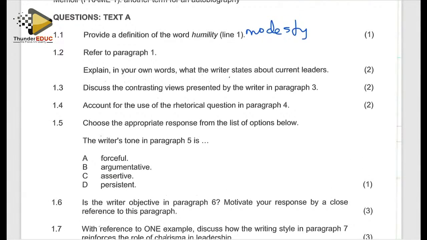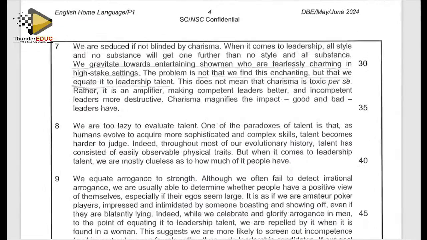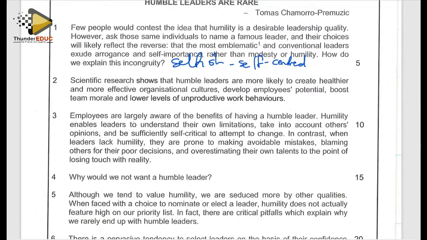We go on to the next question, which says, discuss the contrasting views presented by the writer in paragraph 3. Let's quickly go to paragraph 3. Paragraph 3 says, employees are largely aware of the benefits of having a humble leader. Humility enables leaders to understand their own limitations, take into account others' opinions, and be sufficiently self-critical to attempt to change. In contrast, when leaders lack humility, they are prone to making avoidable mistakes, blaming others for their poor decisions, and overestimating their own talents to the point of losing touch with reality.